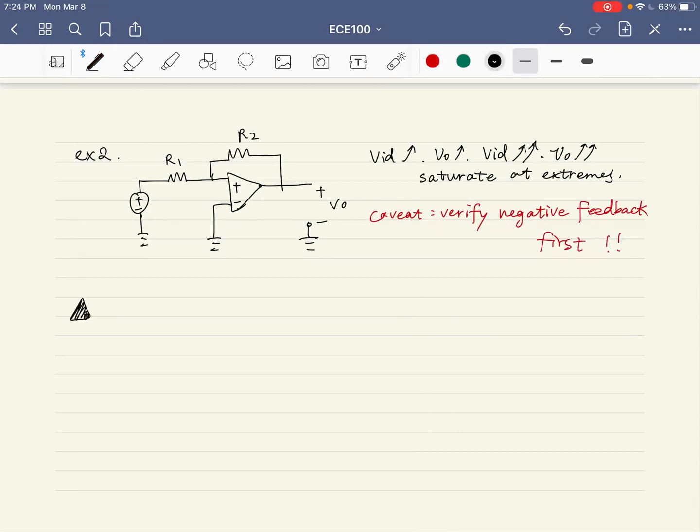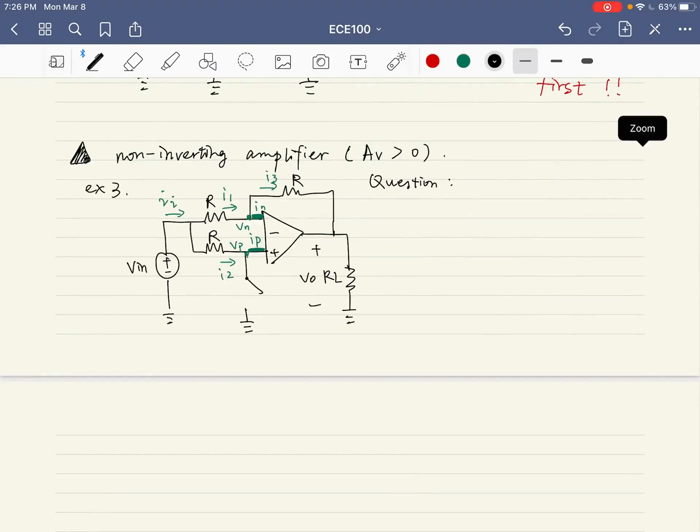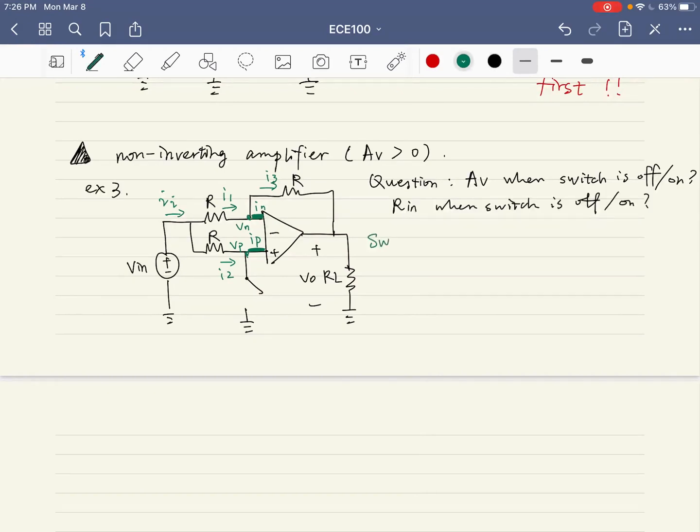Nice. Next, let's come to the non-inverting amplifier. Quickly reminding you that the definition is AV is bigger than 0. Okay, so let's do exercise 3. Question: please compute the AV when the switch is off and on. Also, compute the input resistance when the switch is on and off. Let's first consider the case that the switch is off, as shown in the diagram.